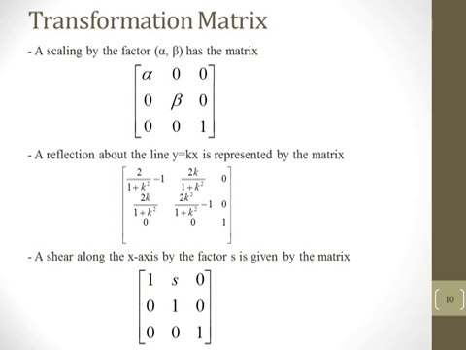If we have a line, for example, and we want to make a reflection about a line of the form y equal kx plus b, then we can make a transformation y minus b equal kx. Then we try to make a translation by factor b, and then apply the reflection about the line y equal kx. A shear along the x-axis by a factor s is given by the matrix 1 s 0, 0 1 0, 0 0 1.